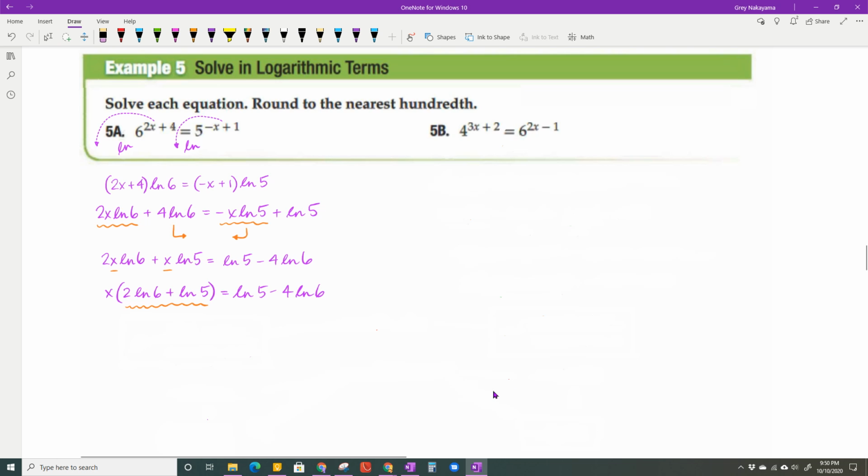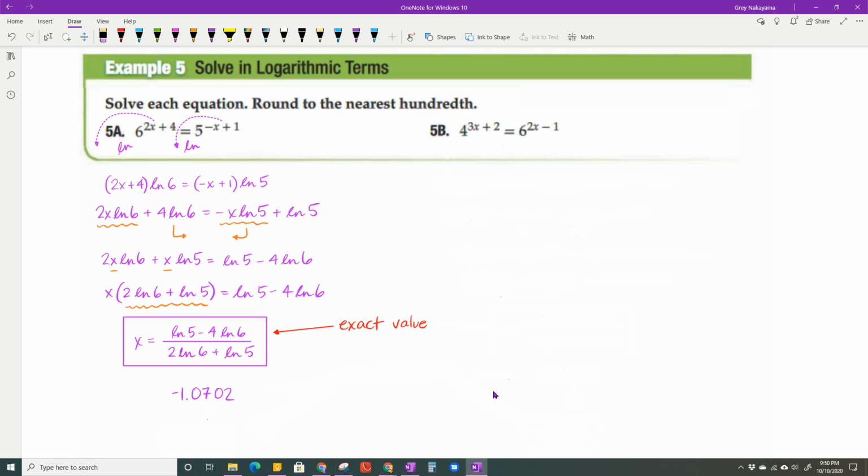And when I do, I'm going to get x equal to ln 5 minus 4 ln 6. I'm dividing by that thing I just underlined, so that's going to be on the bottom. Okay? Again, this is the exact value. So you might have to enter this into Delta Math, so that's why it's important to know that, because sometimes he asks for it. But if you put it in your class calc, again, put the divided symbol first. You're going to get negative 1.0702, and you might practice before you do some Delta Math.